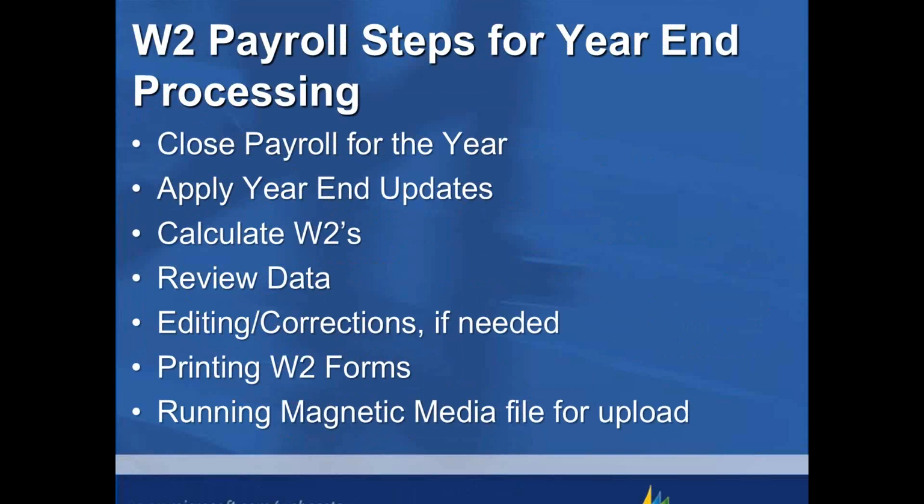W-2 payroll steps for the year end. First, you would close the payroll for the year. Apply year-end updates, run calculation on your W-2s, and of course review the data, editing or making corrections if necessary. And then you would print your W-2 forms or run the magnetic media file for upload to Social Security Administration.